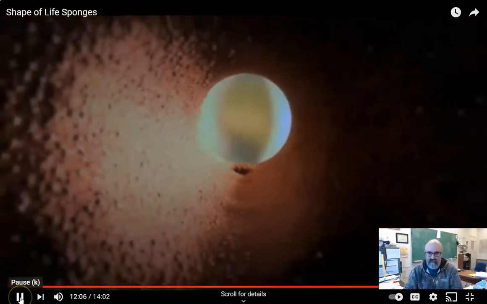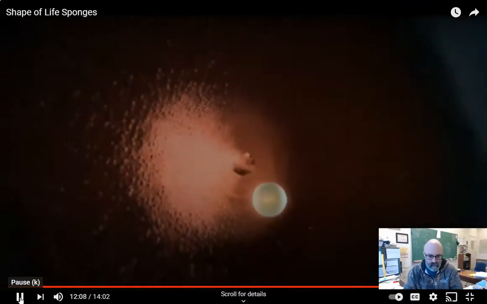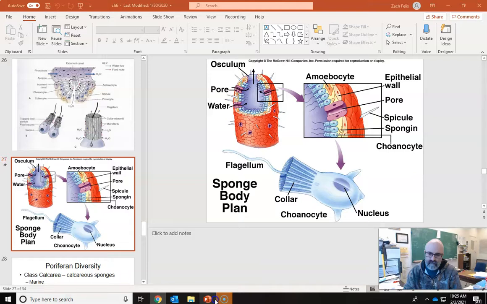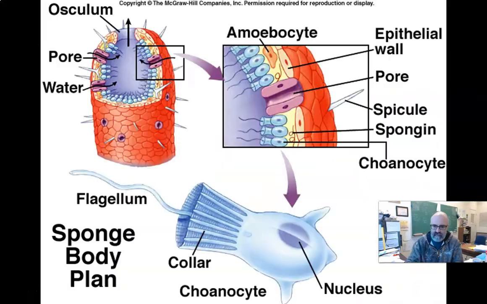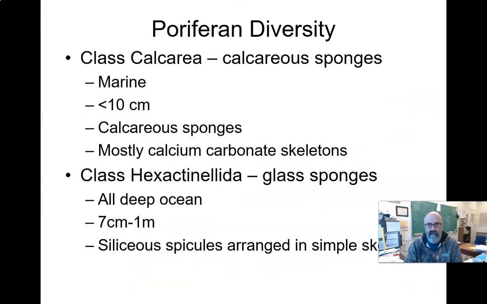Into the sponge's central cavity. All right. Pretty cool. So, that's how they accomplish eating. Every animal has a different story for how they do this.